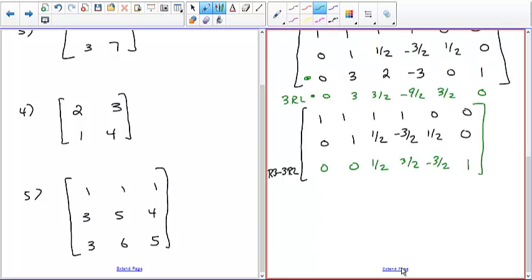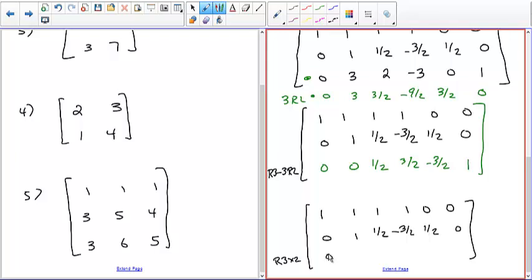Okay, now we want this to be 1. So all we have to do is multiply row 3 by 2. So we're going to take row 3, multiply by 2. 1, 1, 1, 1, 0, 0, 0, 1, 1 half, negative 3 halves, 1 half, 0, 0, 0, 1, 3, negative 3, 2. So I just multiplied everything here by 2.